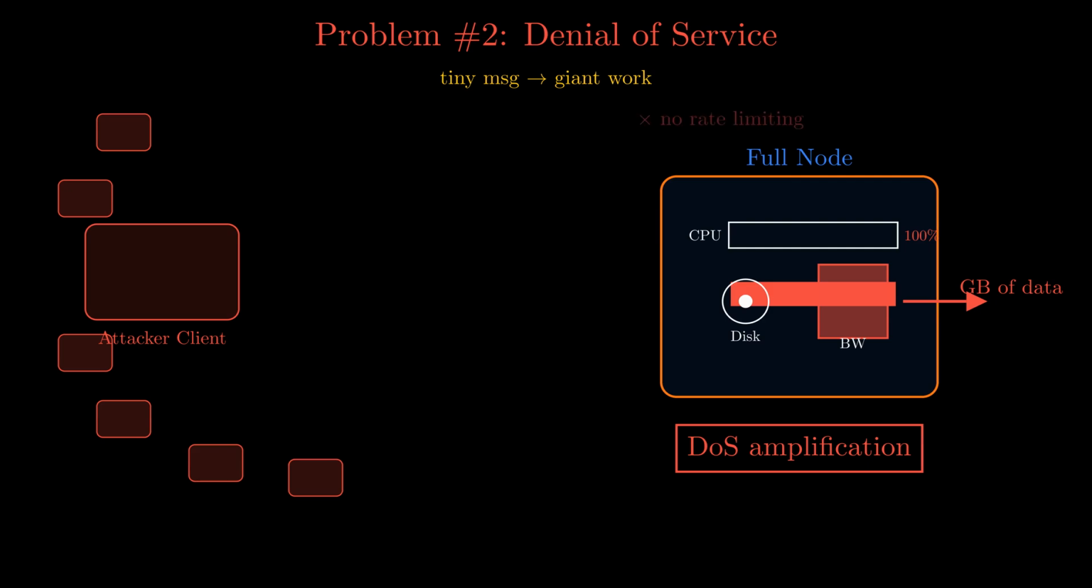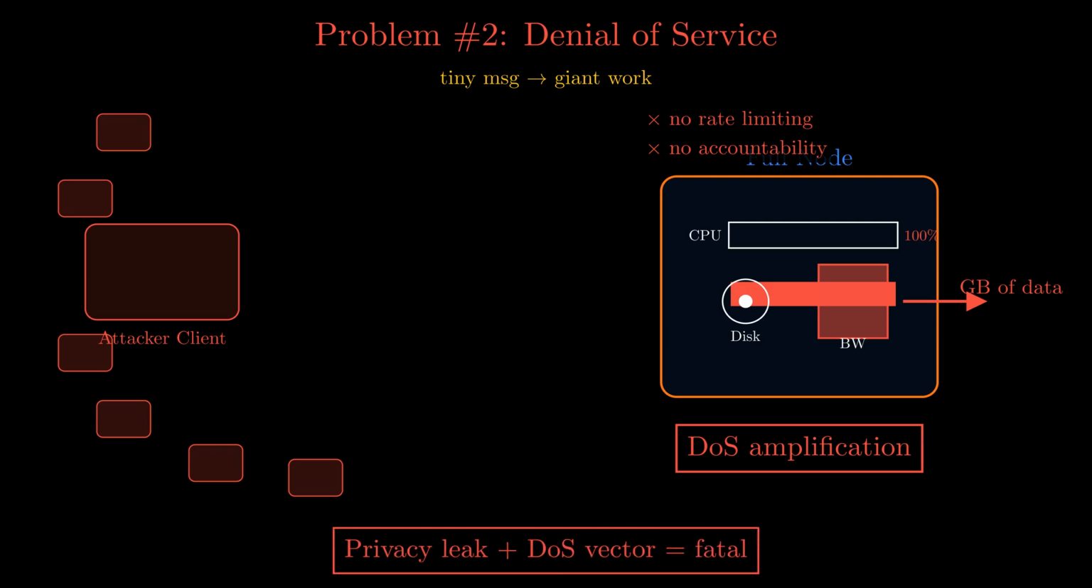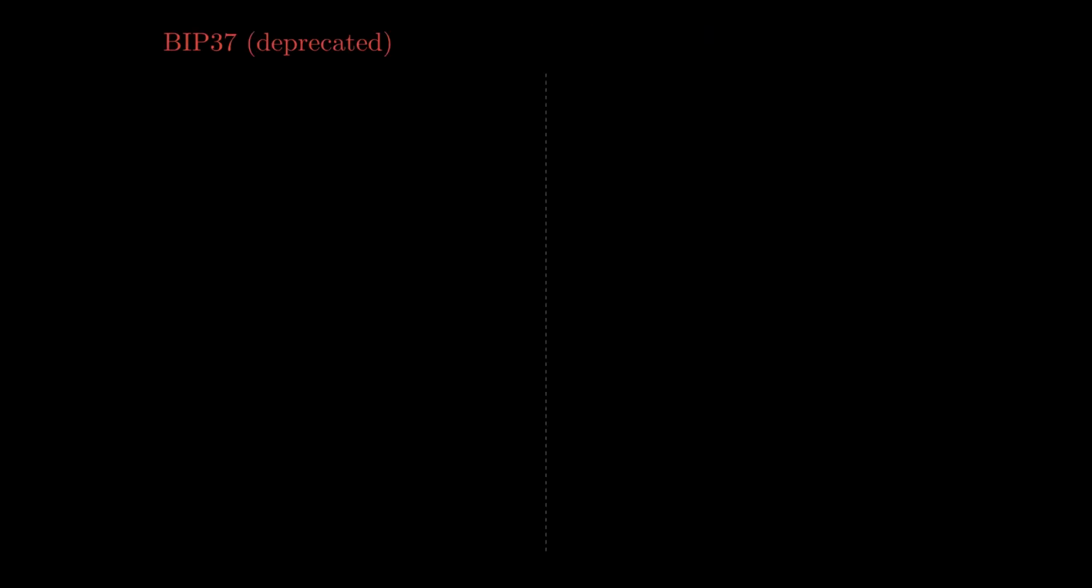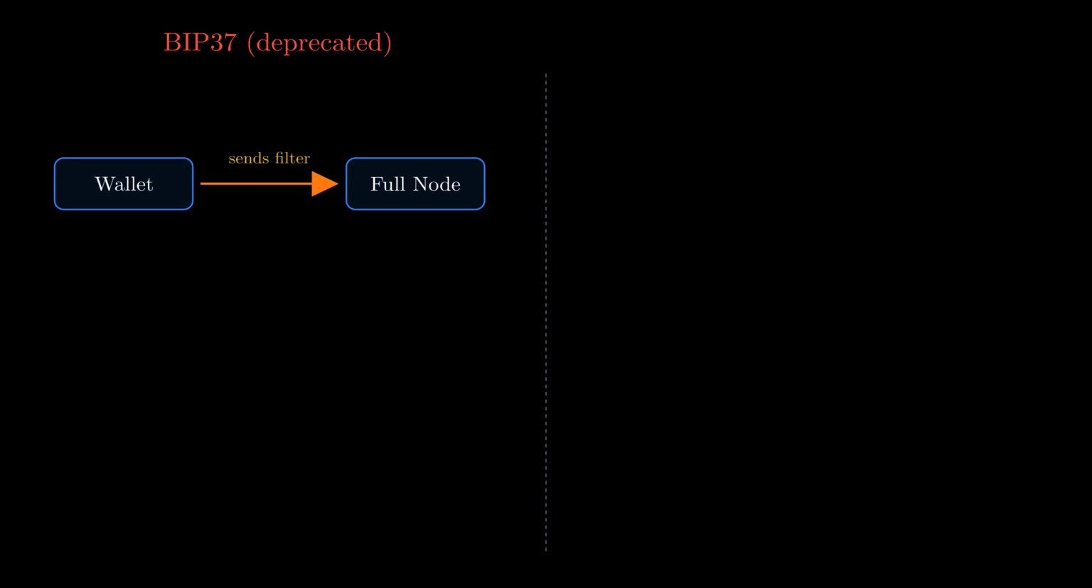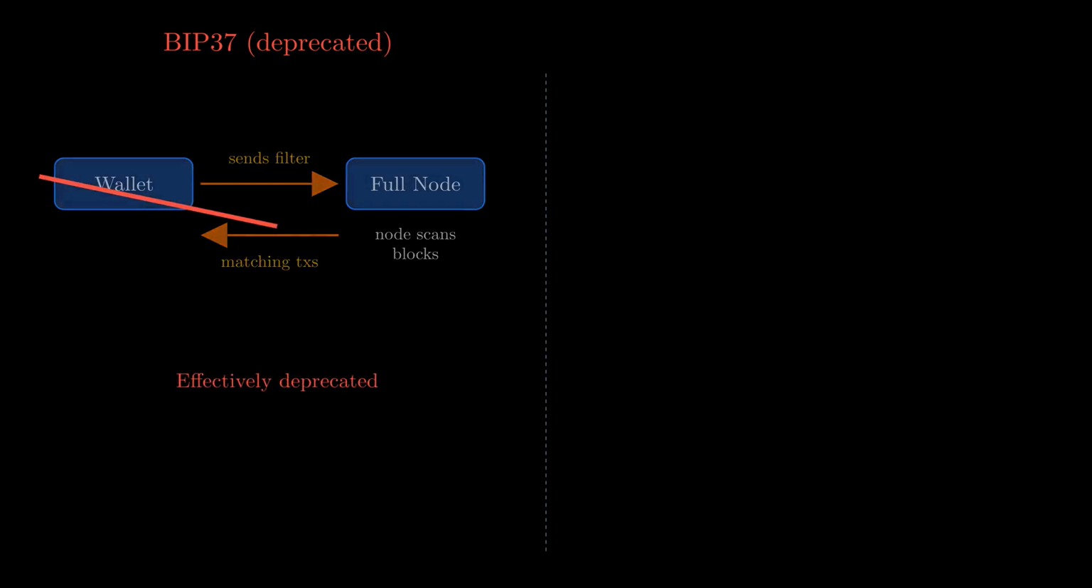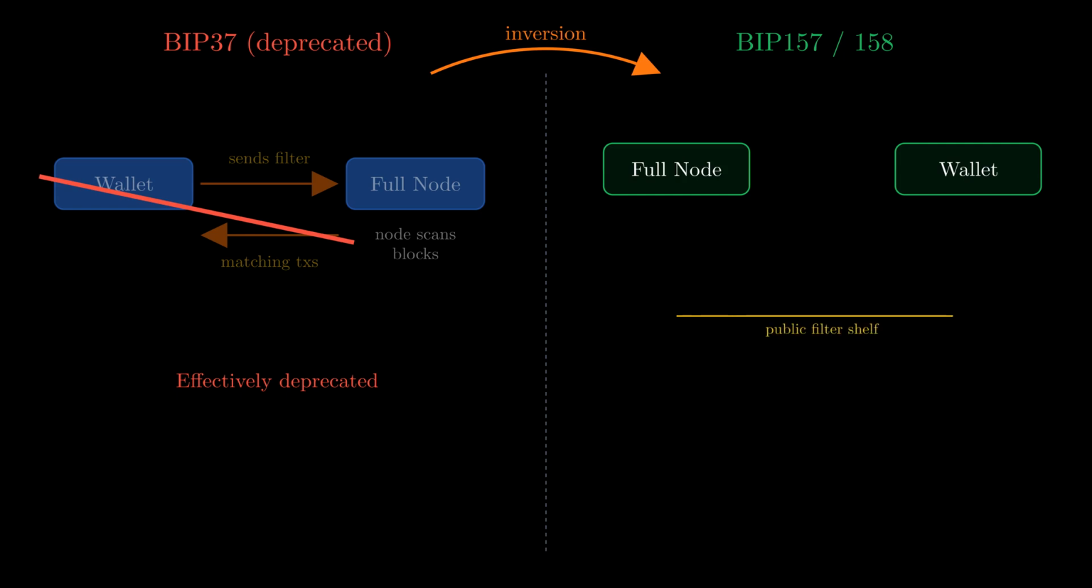The protocol gave clients the power to dictate server workload with no rate limiting and no accountability. Bad privacy on one side, denial of service on the other. The combination was fatal. Bitcoin Core's response was gradual but decisive. The filter service was disabled by default, then restricted to allow listed peers only. Today, almost no public node serves BIP37 filters.